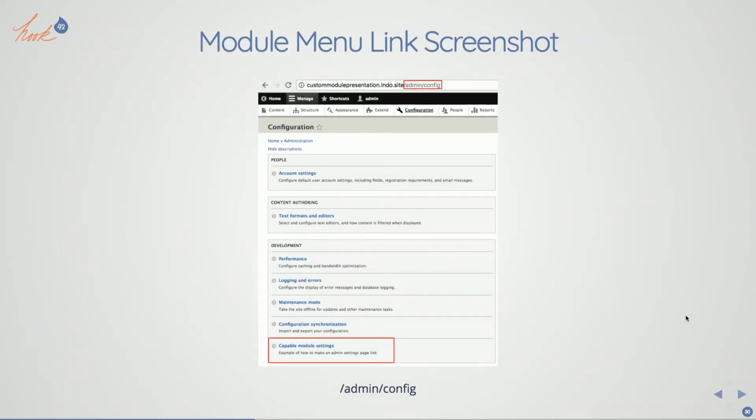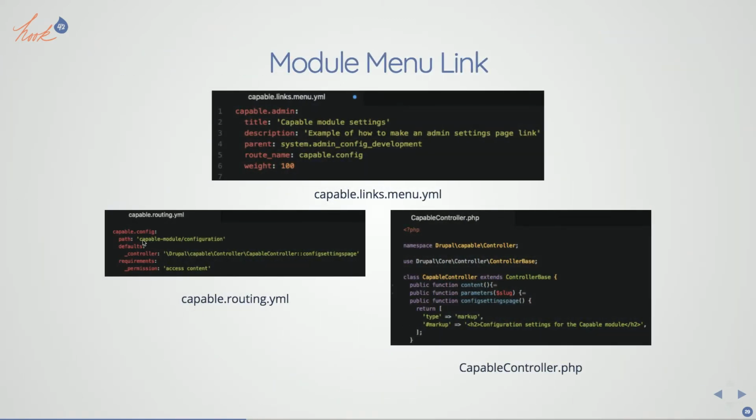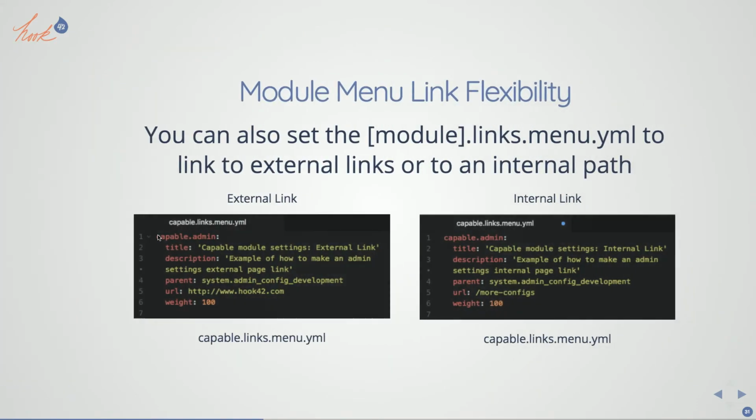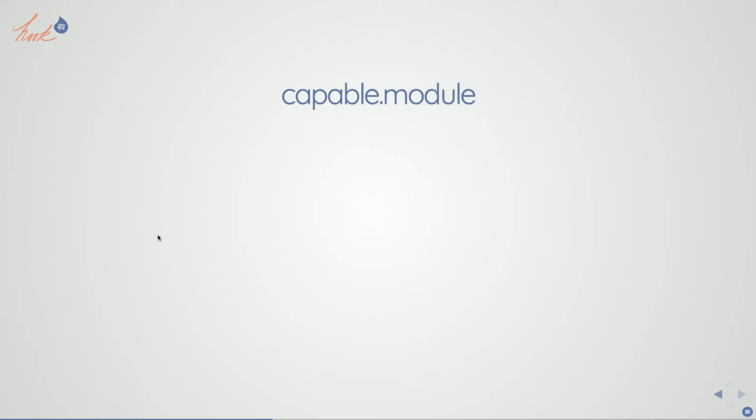So in actuality, how this works is your user goes to admin/config, and they have a configuration link, and that link is the link we set in the routing file right there. It's a little convoluted, but in actuality, it would be a real link that would go to a help page. And you can set up external links or internal links. So there's just a lot of flexibility with that.